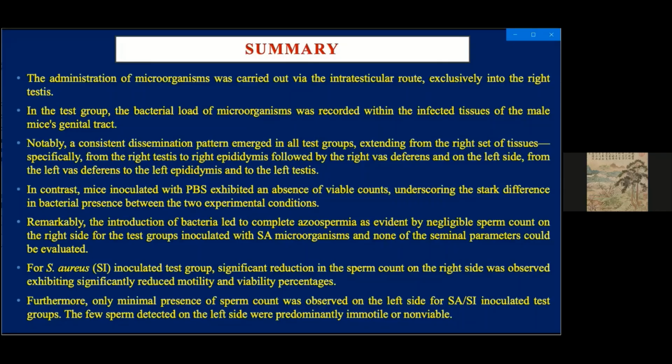Remarkably, the introduction of bacteria led to complete azoospermia, as evident by negligible sperm count on the right side for the test groups inoculated with SA microorganisms, and none of the seminal parameters could be evaluated. For the Staphylococcus aureus sperm immobilizing inoculated test group, a significant reduction in the sperm count on the right side was observed, exhibiting significantly reduced motility and viability percentages. Furthermore, only minimal presence of sperm count was observed on the left side for both SA and SI inoculated test groups. The few sperm detected on the left side were predominantly immotile or non-viable.